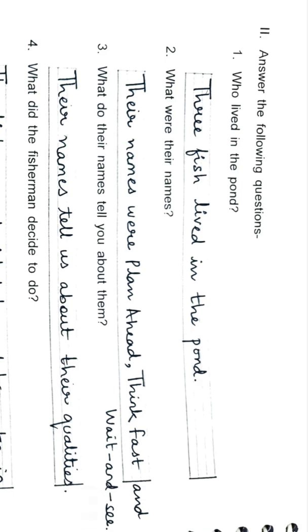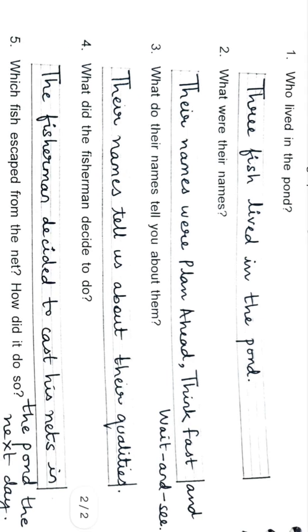Now we have some questions and answers again on the next page. First one says, who lived in the pond? So 3 fish lived in the pond. What were their names? Their names were Plan Ahead, Think Fast and Wait and See. All of this information has been given in the passage already. Just because we have read and understood the passage, that's why we are able to answer these questions quickly.